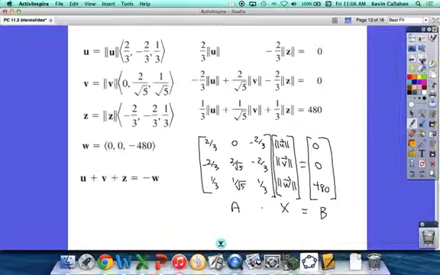Right. For the second component, the y component, let's say, it's u times negative 2/3, the magnitude of v times that, the magnitude of z times that has to equal 0. That's this right here. And the last one will be 1/3 times that, 1 over the square root of 5 times that, 1/3 times that equals negative 480. That is that.